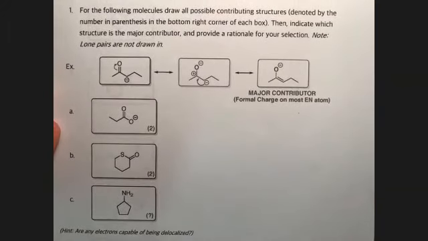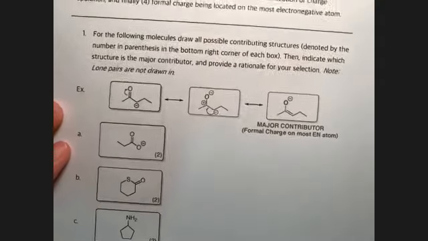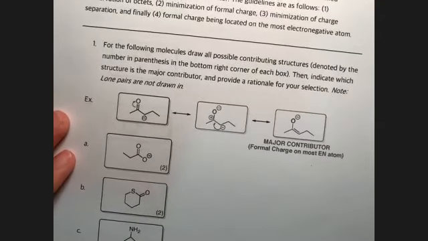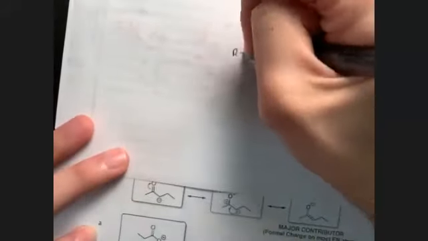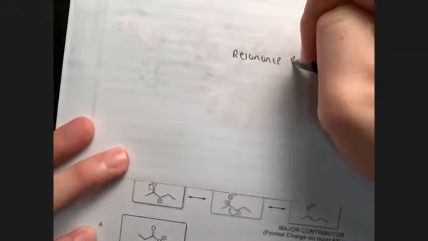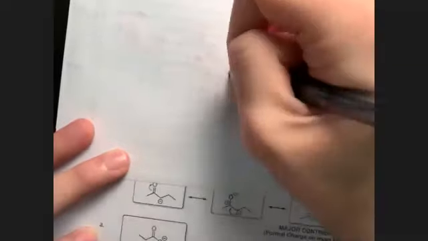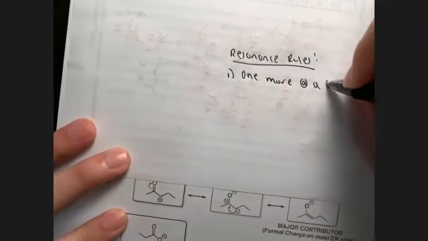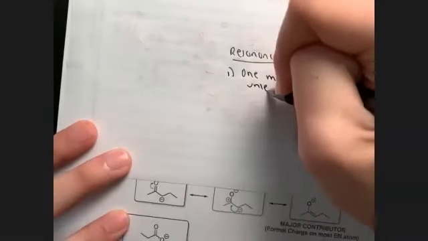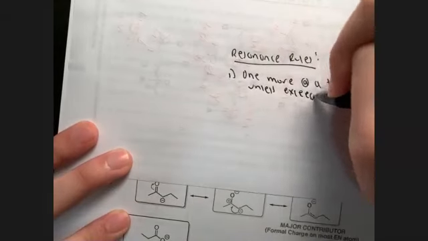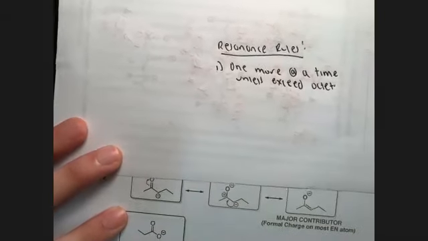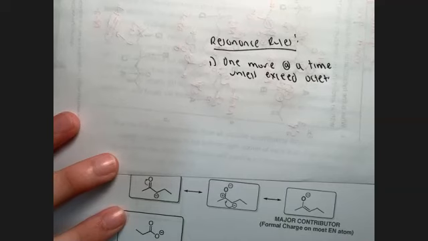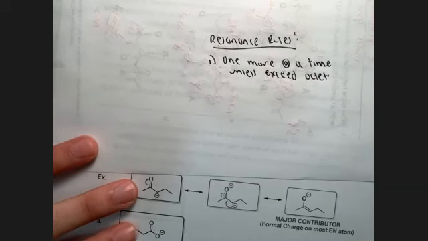Okay. So here are my rules, okay? Maybe this is another thing for a separate paper. Let's do this. Resonance rules. 1, one move at a time unless you exceed the octet. I know these make no sense to you right now, and that's the point. They make no sense now, but they'll make sense to you after I do an example. One move at a time unless you exceed the octet.